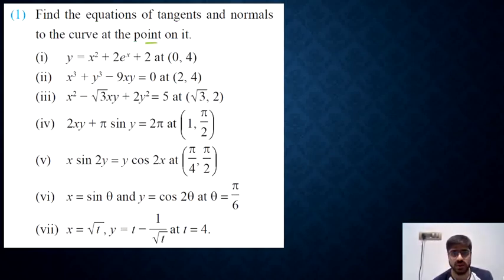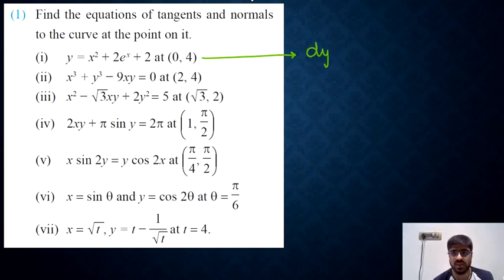So for the first one, here's the given curve, and we need to find the equation of tangent at (0, 4). See, tangent is a straight line, and for writing the equation of a straight line, we need a point through which the line passes. So we know the point and we need the slope of that line. So here we need the slope of the tangent, and slope of tangent is always obtained by the derivative.